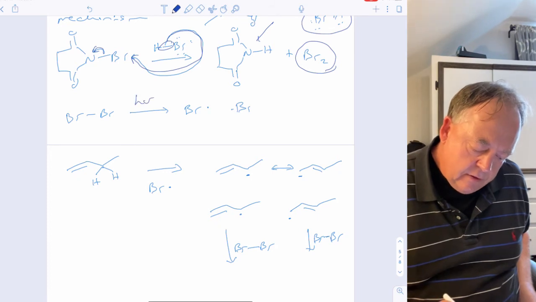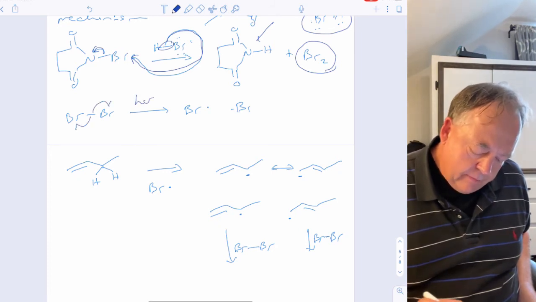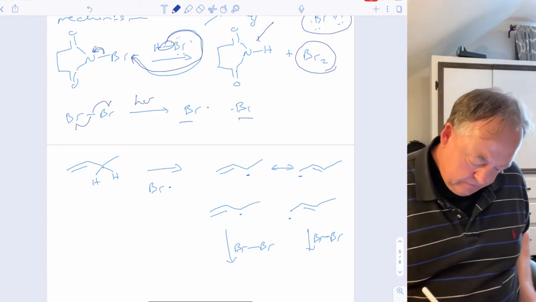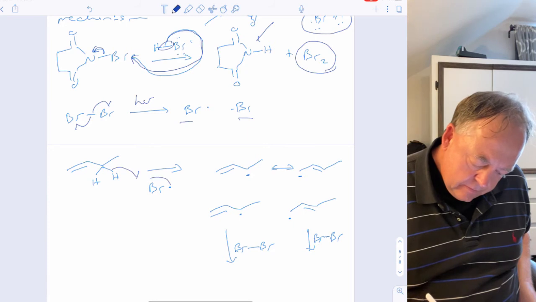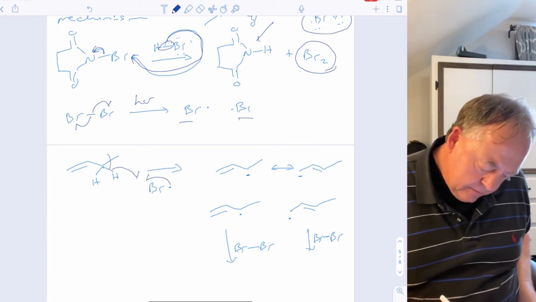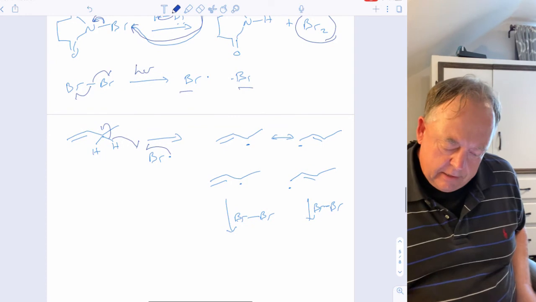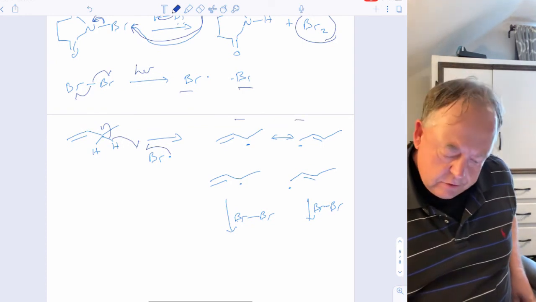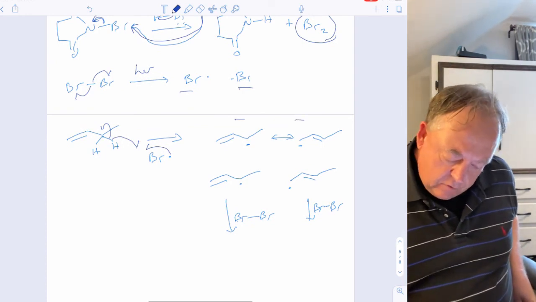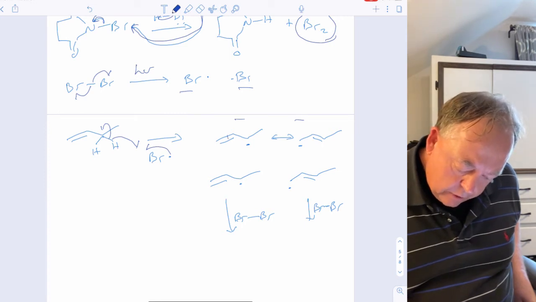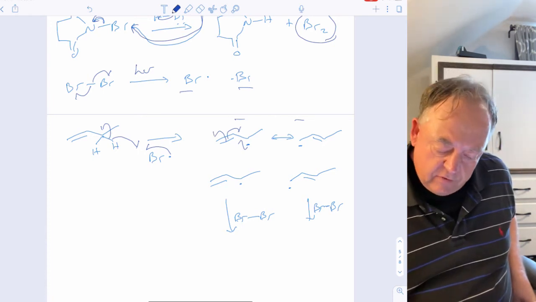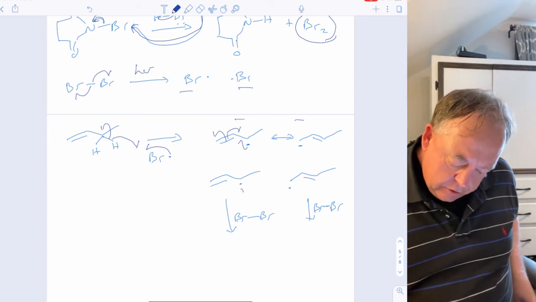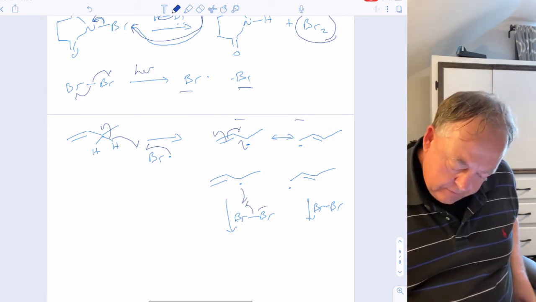So light or heat will break the bromine-bromine bond to make two bromine radicals, and then the bromine radical abstracts a hydrogen atom from the allylic position to make these two allylic free radicals. And then of course you can draw a resonance structure of that, so we can take one electron from here, one there, and put one there, so that will be your two allylic free radicals, and then either of those could react with another molecule of Br2.